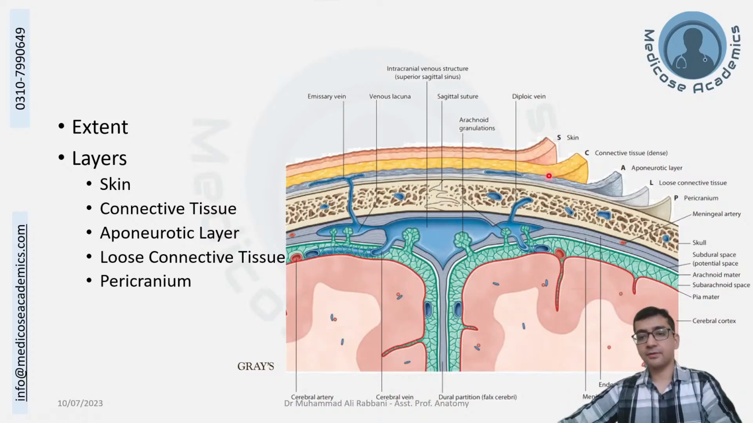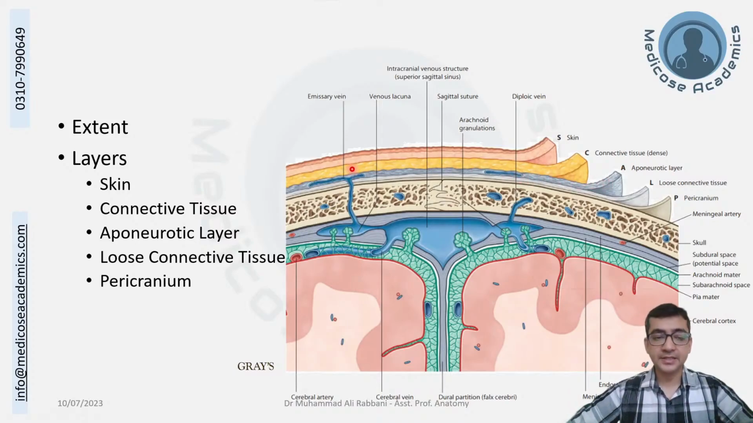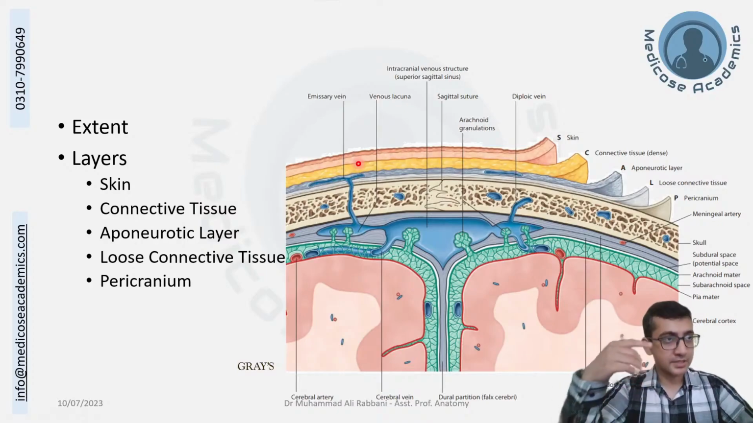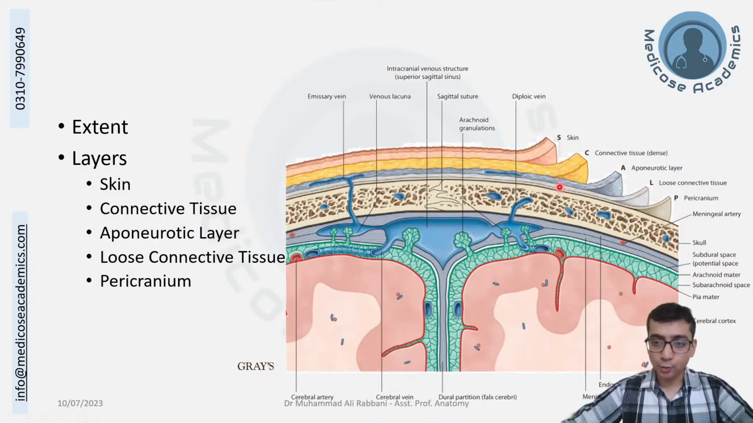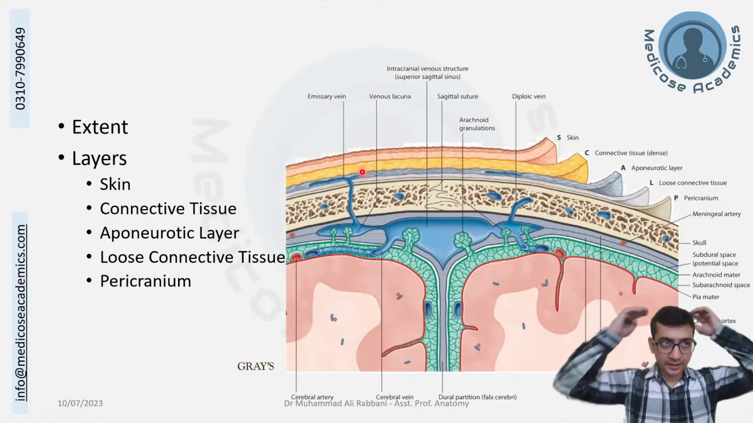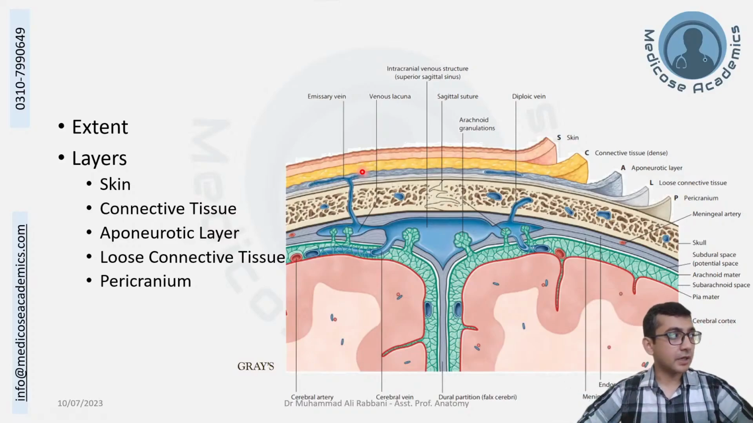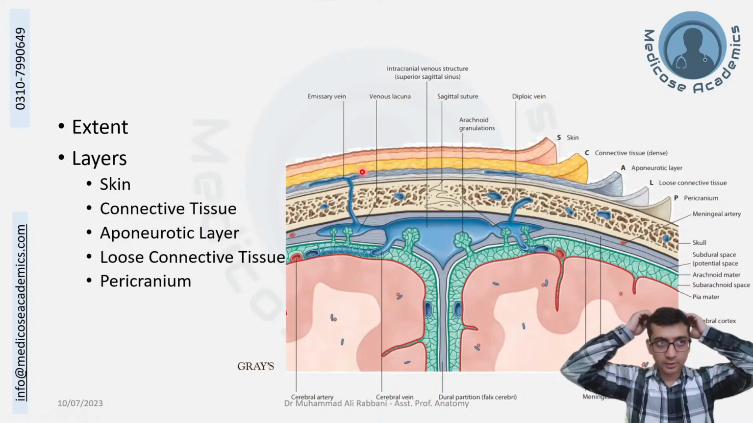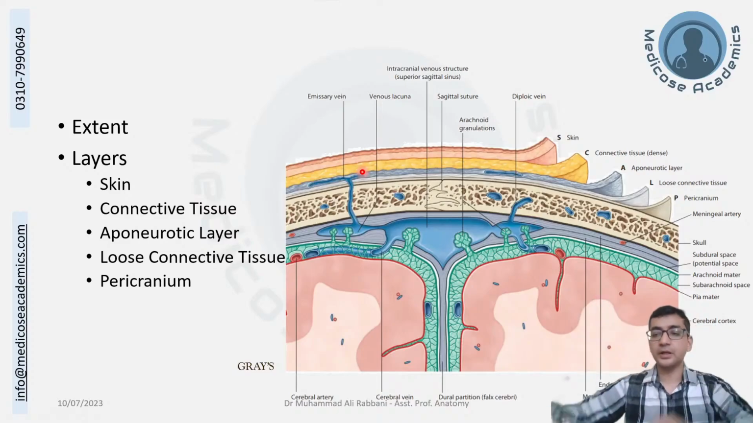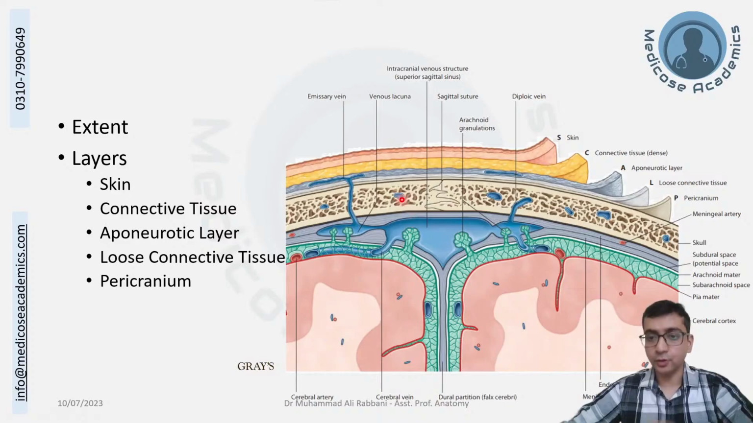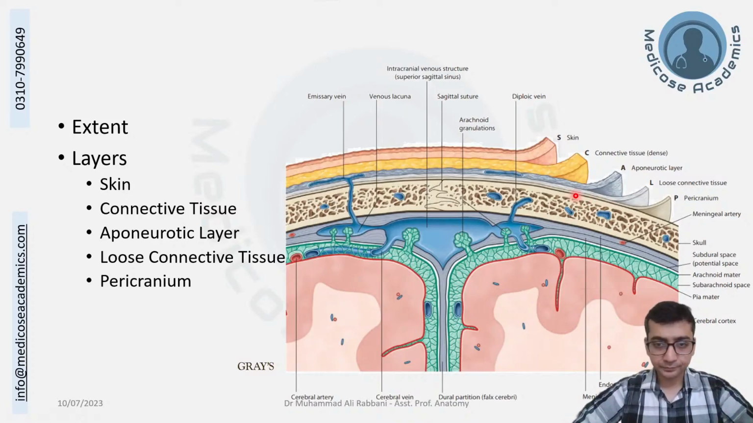And immediately below it is the aponeurotic layer, that is the galea aponeurotica, the aponeurosis that was connecting the frontal belly and the occipital belly. Then there is loose connective tissue that basically gives a sliding space for the aponeurosis above. If you place your hand on the top, you can move it like this, and it is moving over this loose connective tissue. All 3 of the upper layers are moving as a unit. Then we are left with the periosteum of the bone of the skull, that is known as pericranium.